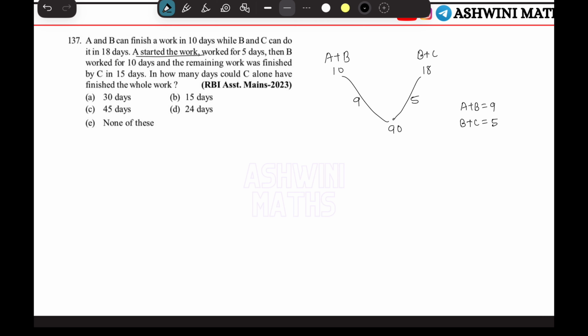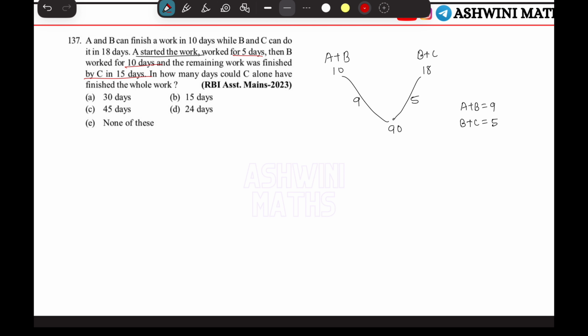Now next part of the question. A worked for 5 days, B 10 days, and the remaining work was finished by C in 15 days. So it indicates that the total contribution of A for 5 days, B for 10 days, and C for 15 days will result in the total completion of work, and that work is equal to 90 units.